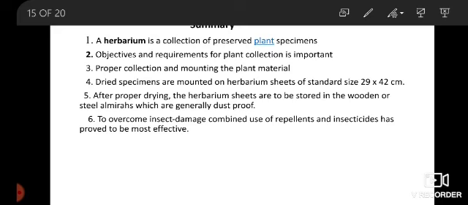After proper drying, the herbarium sheets are to be stored in wooden or steel almirahs, which are generally dust proof. To overcome insect or reptile damage, the combined use of repellents and insecticide has proved to be most effective. So herbariums are very important to know the proper diversity of the plants and specimens available in a local area.